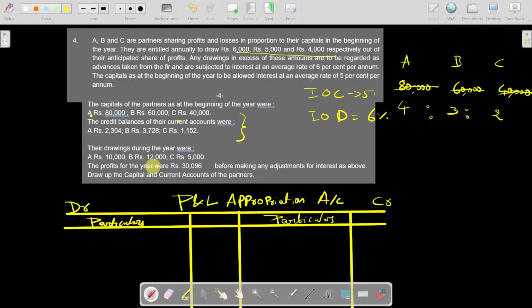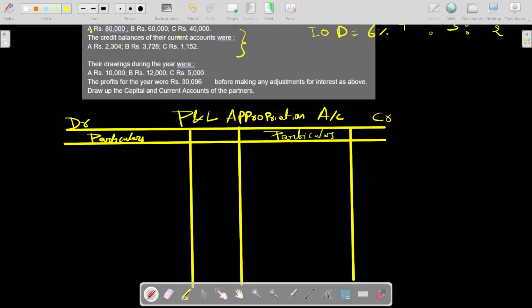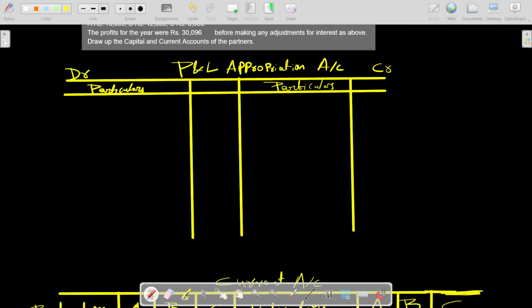The profits for the year were 30,096 before making any adjustment for the interest as above. Draw up the capital and current accounts of the partners. So we have to create the P&L appropriation account and capital accounts. So what will come in the P&L appropriation account?